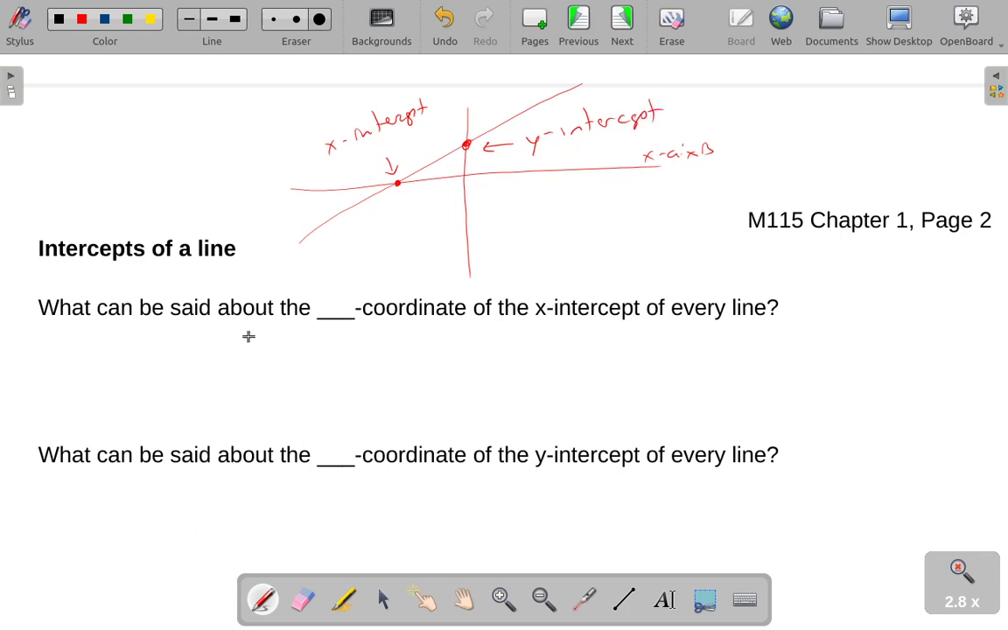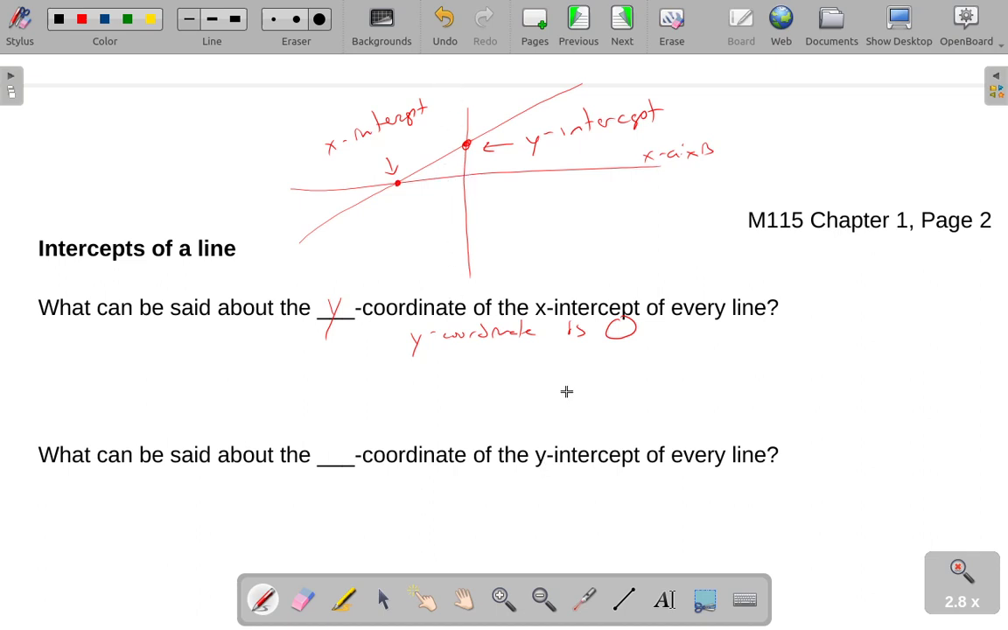So if you look at this, I said that there's something true about every x-intercept of every line. Well, if you think about an x-intercept, it has to be on the x-axis, right? Which means it's not above or below the x-axis at all. So as far as one of the two coordinates, it actually means that the y-coordinate is 0. If we're talking about the x-intercept of a line, where it crosses the x-axis, the y-coordinate has to be 0, because it's not above or below at all.